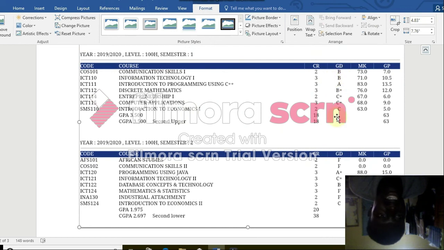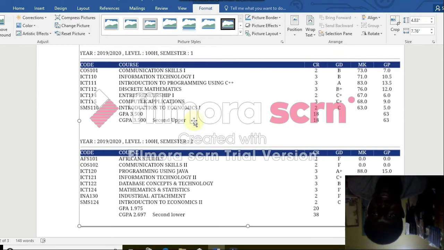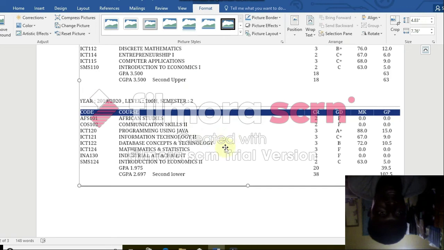Over here, the total grade point is 63, and the total credit hours is 18. Looking at this place, the GPA, which is the grade point average, is 3.5. This being the first semester of level 100 and the only exam the person had done at that time, the CGPA is also going to be the same. So the 3.5 gives you second class upper. Now let's move on.